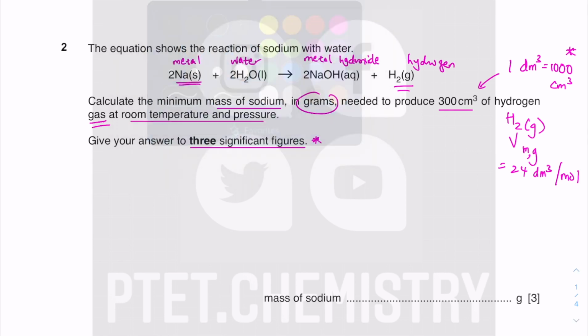Let's set up our mole ratio. As far as we know the volume of hydrogen, and we have the molar volume, which we can use as 24,000 per mole, because we are given the volume in cm cube, and I know dm cube is equal to 1000 cm cube, so I can multiply that by 1000 to give me the molar volume at room temperature and pressure as 24,000. Oops, I have done that incorrectly. That shouldn't be dm cube, that should be cm cube per mole. Okay, so now I have this information. I want the mass of sodium.